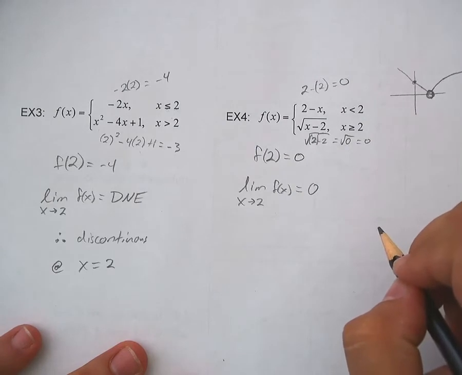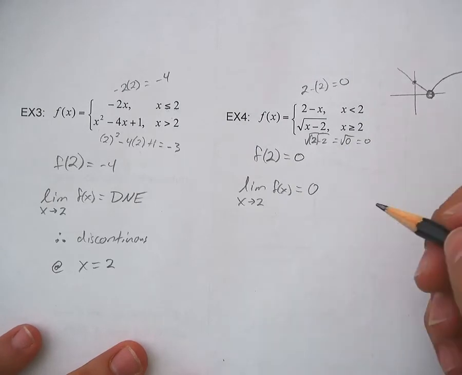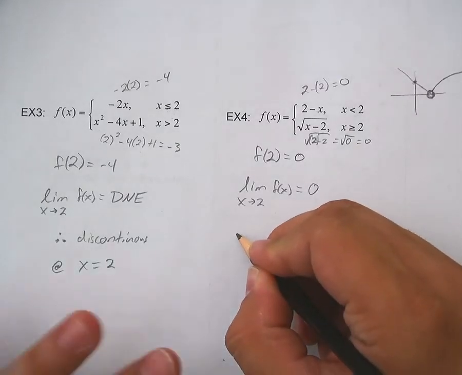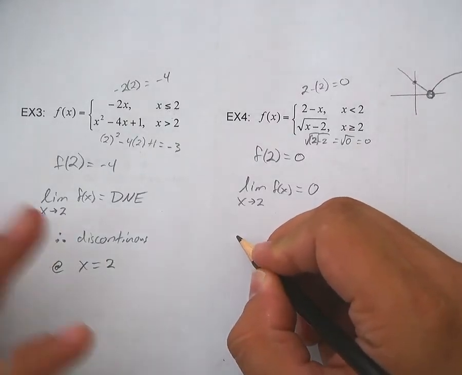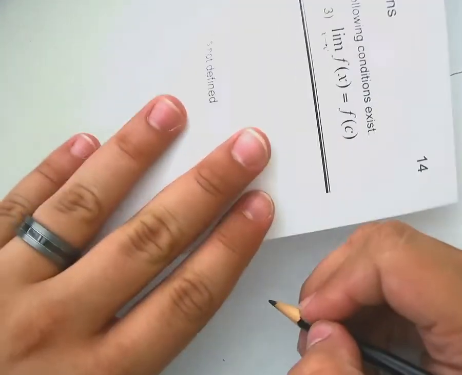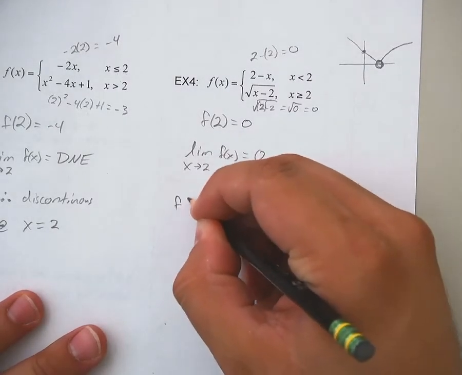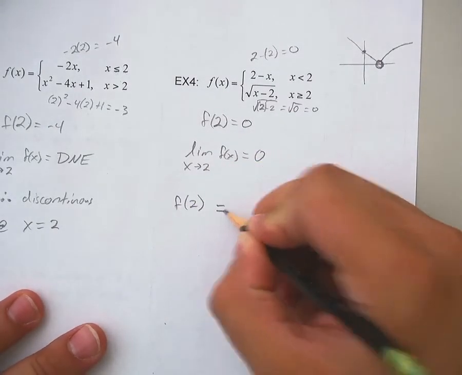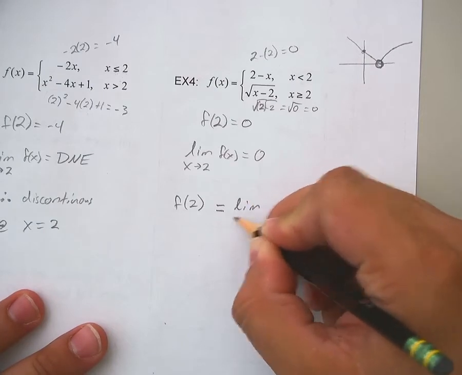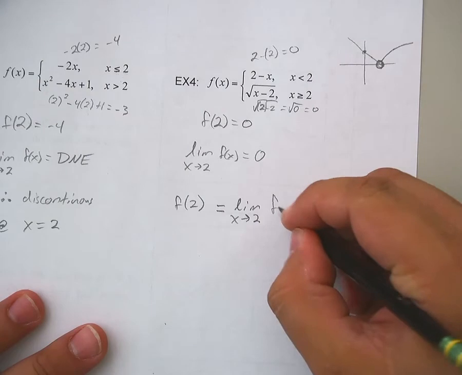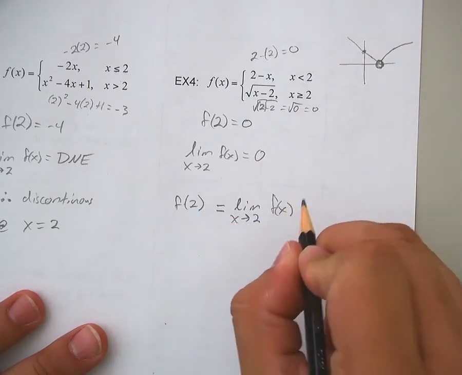Right? The limit is 0. So I'm going to state the third statement from the front page, this third guy right here. I'm going to state him, and I'm going to say that f of 2 is equal to the limit as x approaches 2 of f of x. The function is equal to the limit.